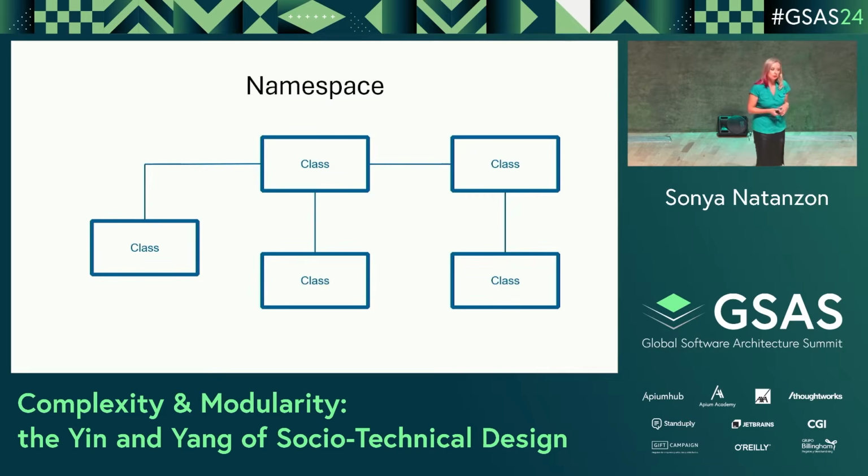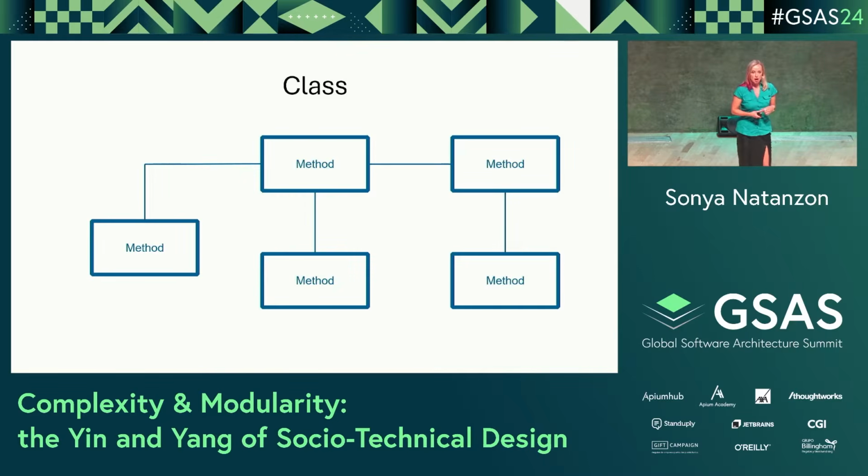Further down, if we assume an object-oriented language, you're going to find classes that are interacting to achieve a goal of a namespace. And even further down in classes, you're going to find methods and properties that are working together to achieve the goal of a class, making it a system at a lower scale.